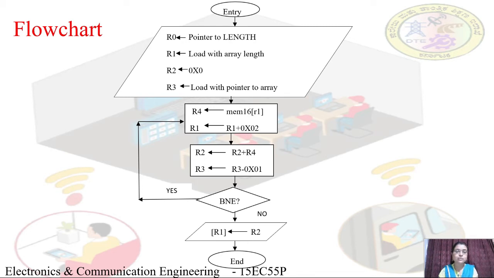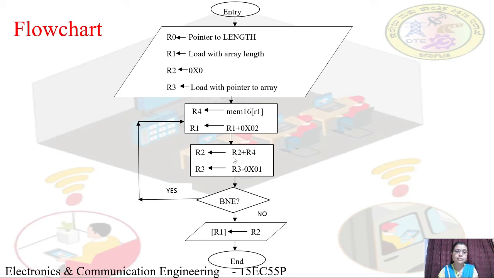R2 is a register which is used to store the result, hence it is initialized to 0. R3 is a register which is used to load the number of elements. Here the first element that is pointed by the register R1 is loaded into the register R4. Then R1 is incremented by 2. Why is it 2? Because in order to point to the next 16-bit element.